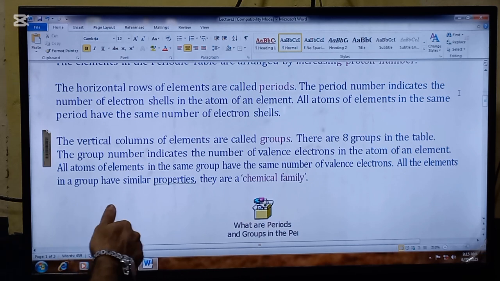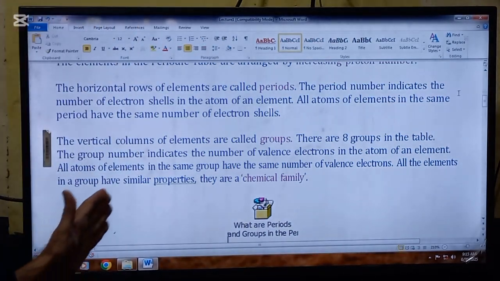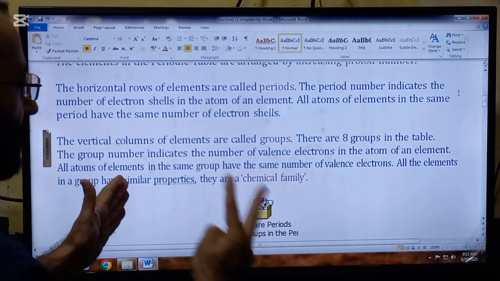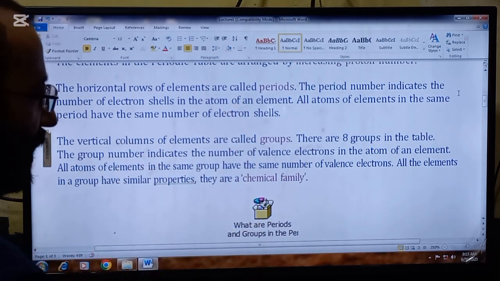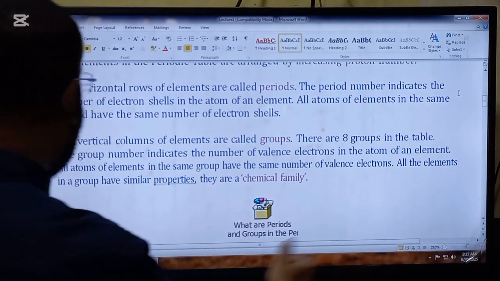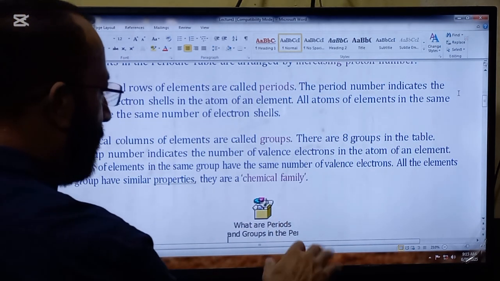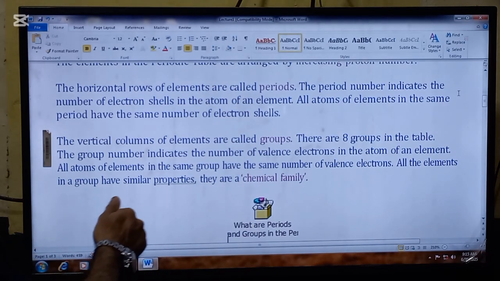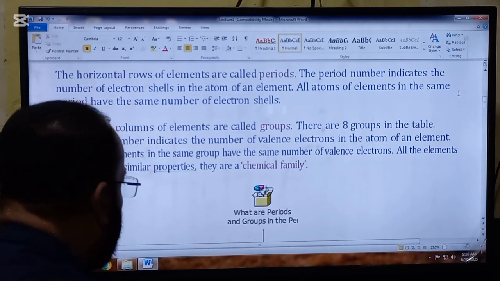All atoms of the elements in the same group have the same number of valence electrons. So if the atoms are in group 2, all will have 2 valence electrons. If the atoms are in group 3, all the atoms in group 3 will have 3 valence electrons, and so on. All the elements in a group have similar properties. They are chemical families. So this is another important point. If the elements are in the same group, they will have similar properties because they have become a chemical family.